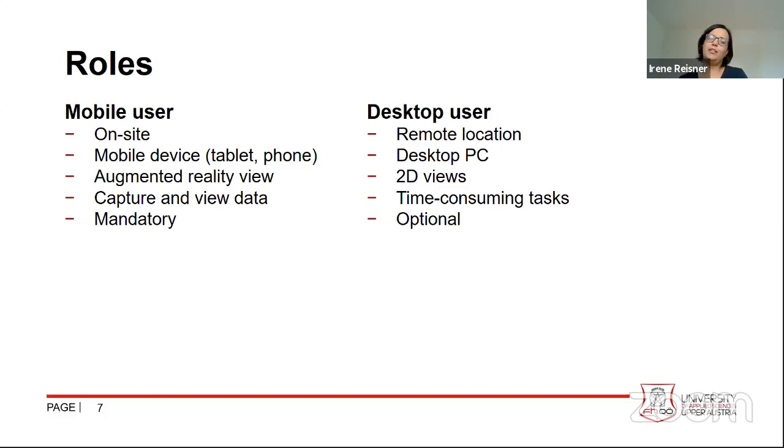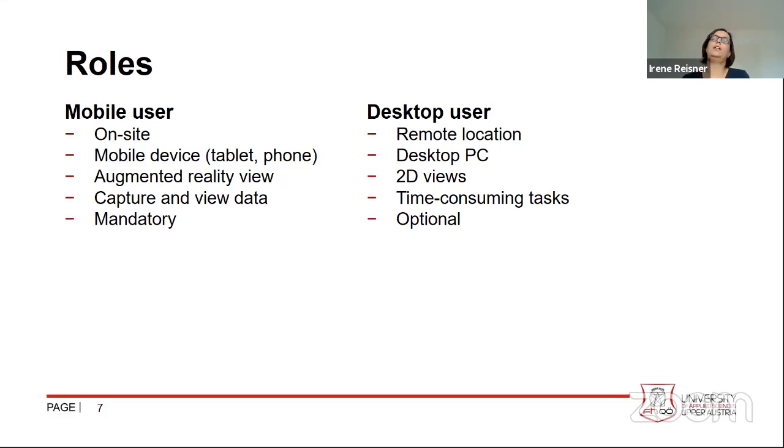As I already showed you, there are two different roles. There are mobile users and there are desktop users. So the mobile user has usually a tablet or a phone and is really located on site. The desktop user, on the other hand, is usually located somewhere remotely and doesn't have access to the actual three-dimensional scene. So the mobile user has an augmented reality view where the spatial information is visualized in 3D, and the desktop user only has two-dimensional views available.